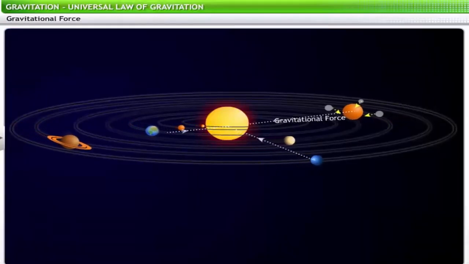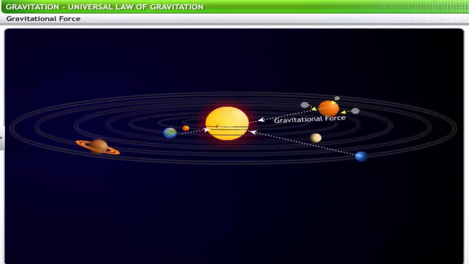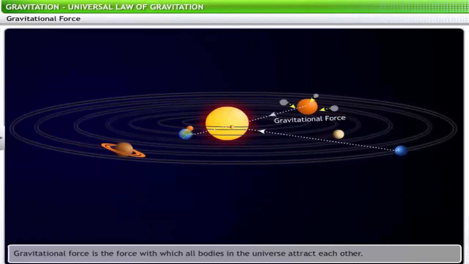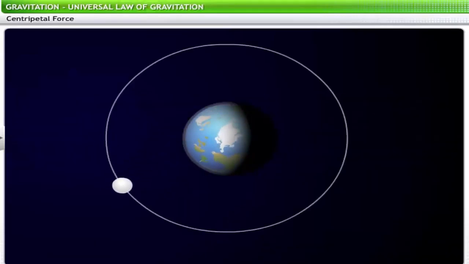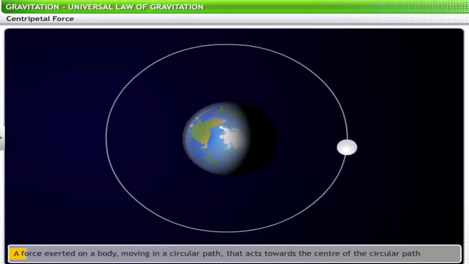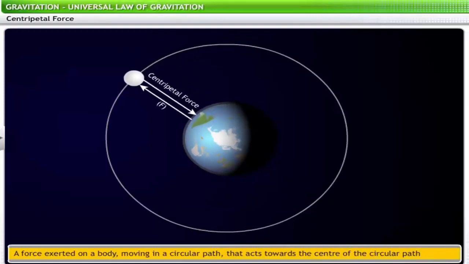Like Earth, all bodies in the universe attract each other. The force with which all bodies in the universe attract each other is called gravitational force. The revolution of the Moon around the Earth is also a result of gravitational force, which acts towards the center of the Earth. Such a force exerted on a body moving in a circular path that acts towards the center of the circular path is known as centripetal force.